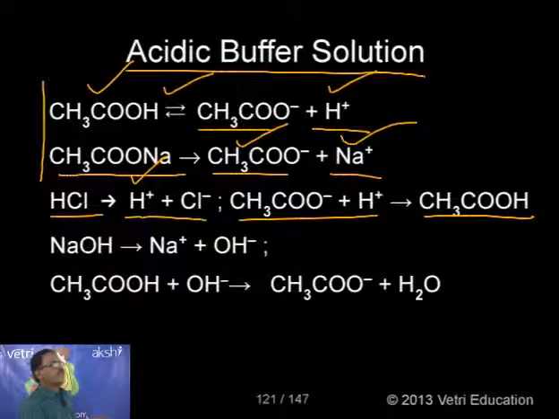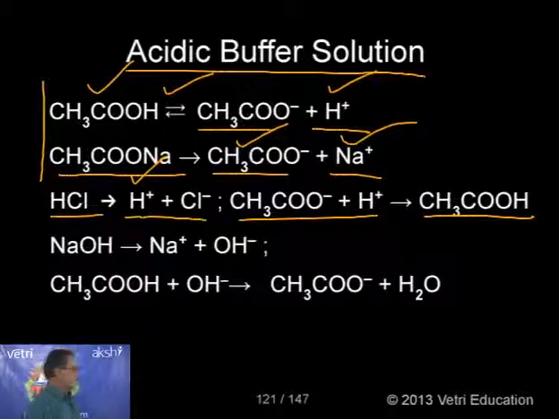So pH depends upon H plus ion concentration, but here when we are adding HCl, the H plus ion concentration will increase, but that H plus will be neutralized by the acetate ion, which is present in the buffer solution, so pH is not changing. This is the very interesting action of the acidic buffer.